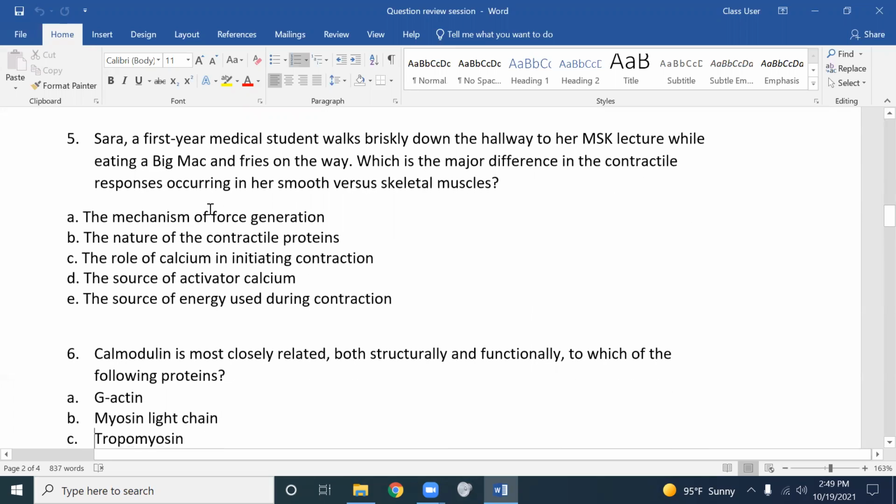Number 5. First-year medical students walk briskly in the hallway to an MSK lecture while eating a Big Mac and fries on the way. Which is the major difference in the contractile response occurring in the smooth versus skeletal muscle? C, the role of calcium initiating contraction. Okay? All right.